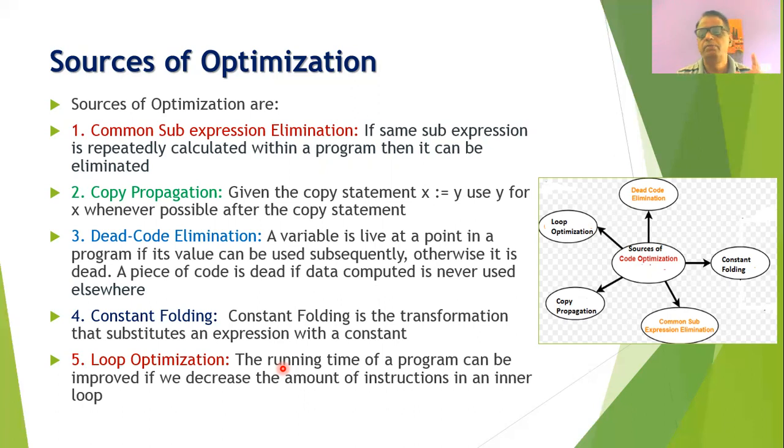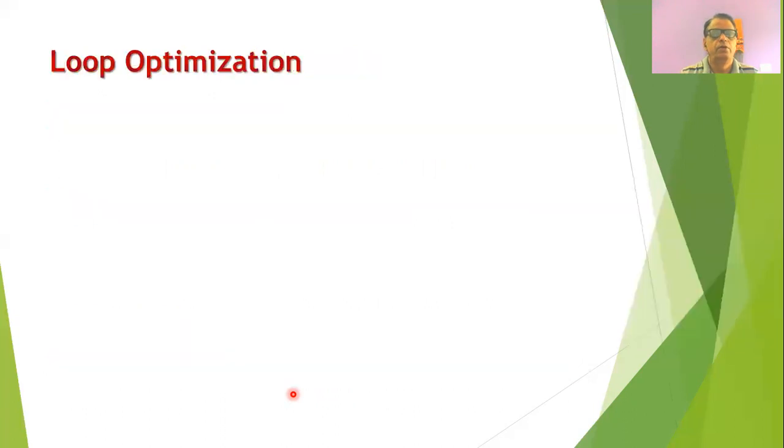So for example, if the loop is executed 100 times in a program, and if you are able to move one statement from the loop to outside the loop, it means that you are reducing 100 statements from the loop. So the running time of the program can be improved if we decrease the number of instructions in an inner loop of the computer program. Now we want to discuss in detail what we mean by loop optimization.